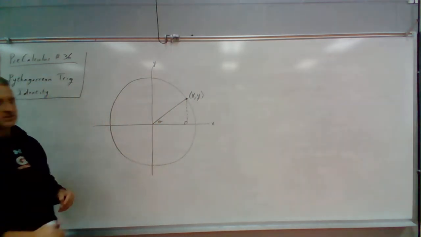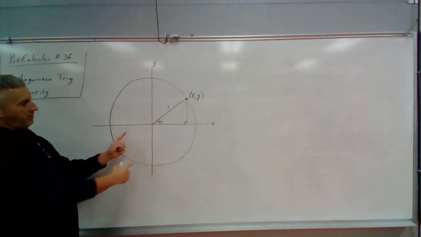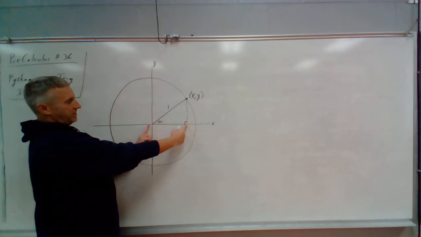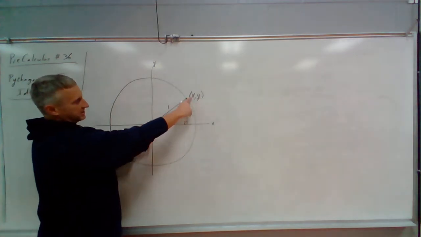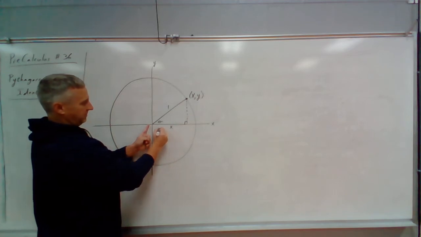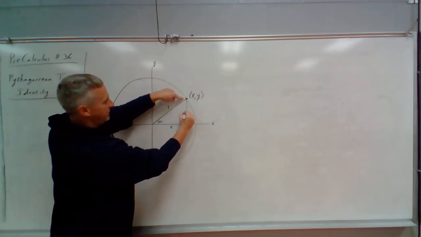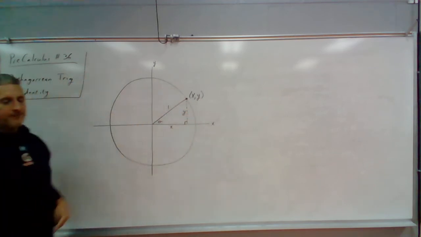So this is a unit circle. That means its hypotenuse would be 1. All right, how long is this side of the triangle? Well, if this point is xy, then this distance would be x from here to here. And this side of the triangle would be y.